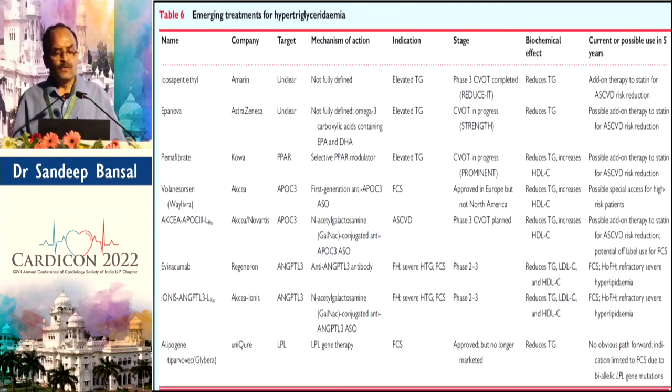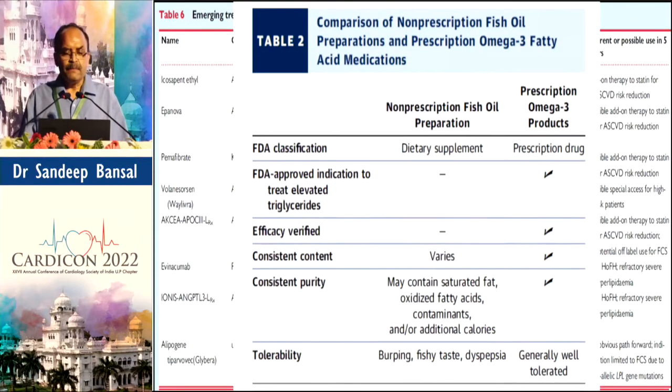These are some of the emerging therapies. Icosapent-ethyl on the top is already there. Some of the drugs are volanersen. These are complex names, but these are the newer pathways and newer things which are being targeted. Evinacumab, which Dr. Hassan also showed, is another drug which is being used to lower the triglycerides. So all in all, we have certain newer drugs which are in the pipeline.